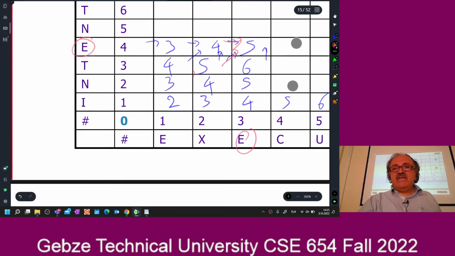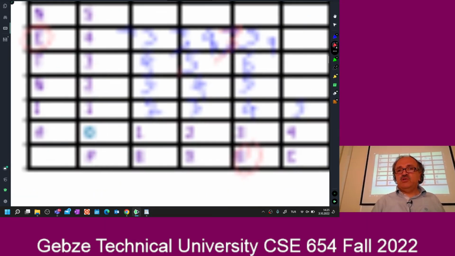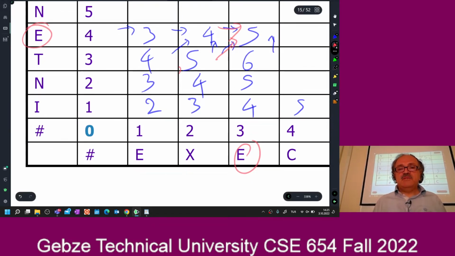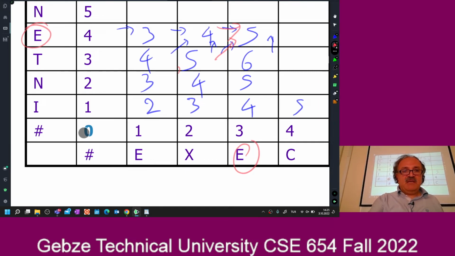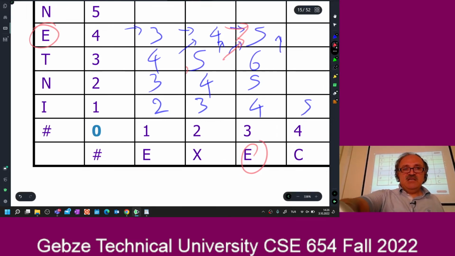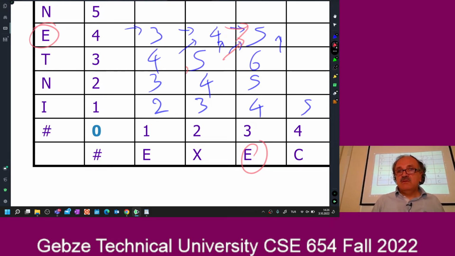Why wouldn't you expect to have a larger cost at the upper right corner? Because that's a more expensive box. I mean, this is cheapest. The edit distance between null string and null string. And this is the edit distance between this 4-letter word and this 3-letter word. I think I didn't understand your question right. Say it again.